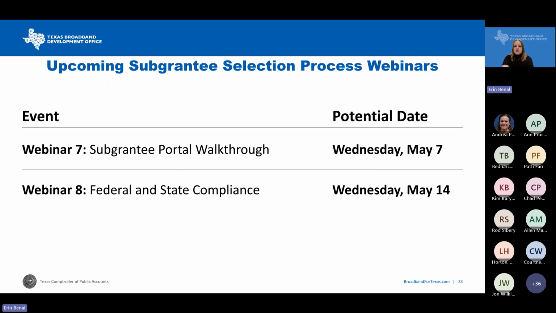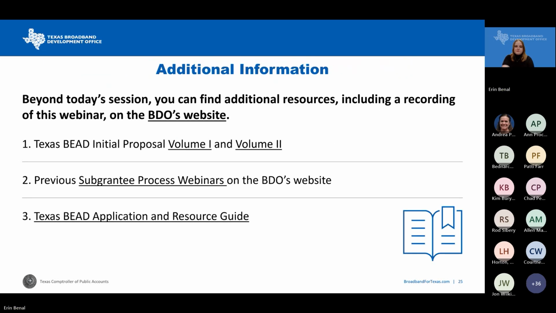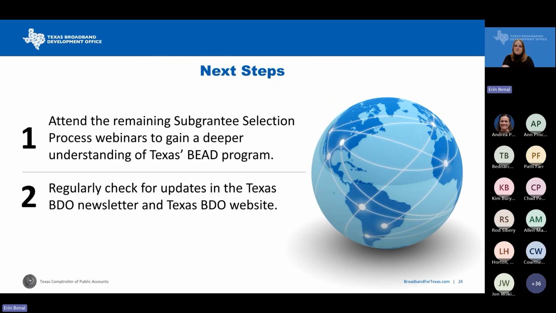Applicants are encouraged to log into the BEAD application portal and get familiar with the application portal before the round 1 application period begins. While in there, you may also submit forms 1 and 2 to officially pre-register for the BEAD program. After this, we encourage you to attend the remaining subgrantee selection process webinars. Also, please regularly check for updates on the Texas BDO newsletter and on the BDO website.